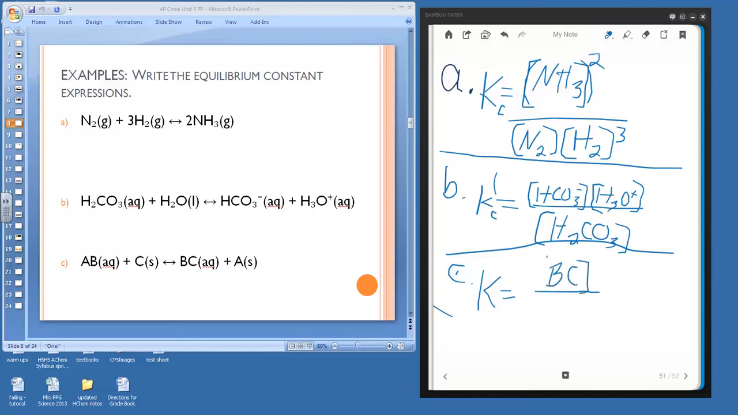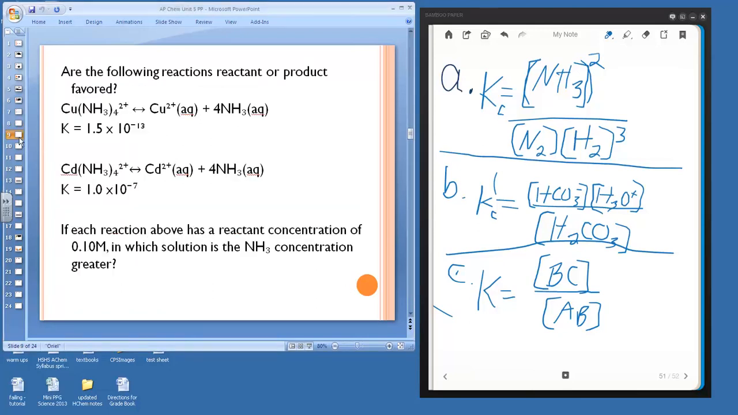Again, this is more of a generic form. BC is not a real thing. And the reactant that is aqueous, AB. The solids are not included, the same reason water's not. That's pure. There's no concentration to it. It's a solid.